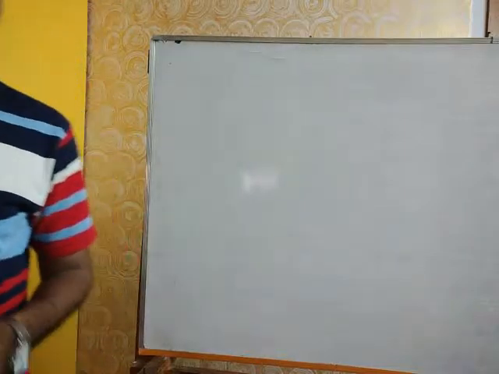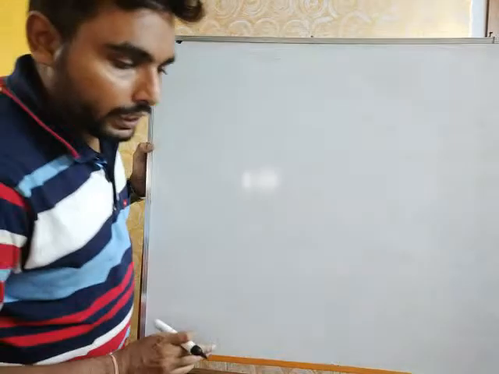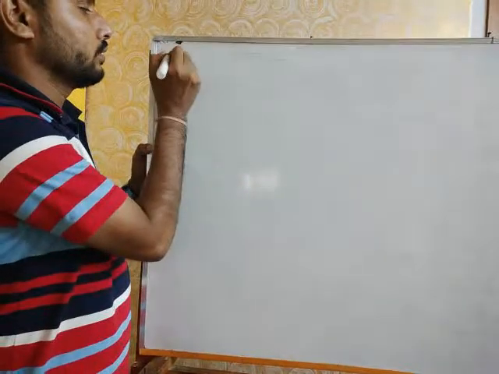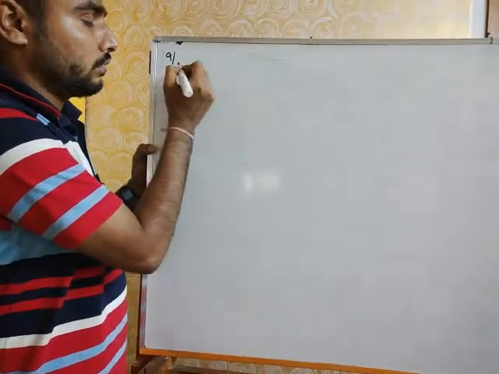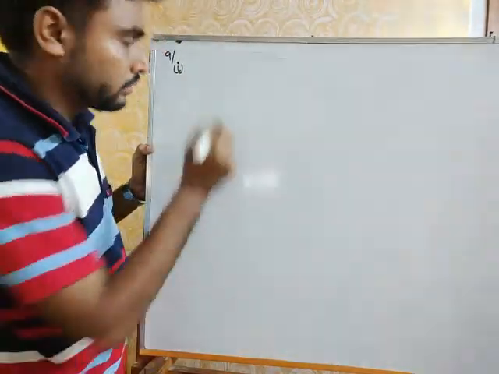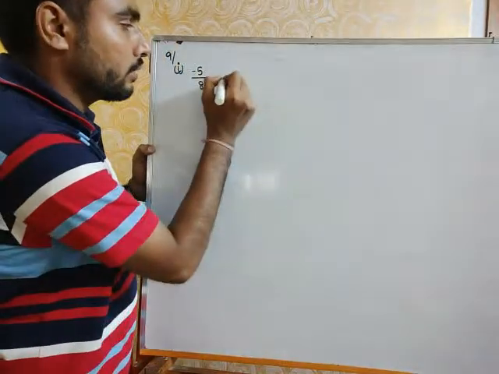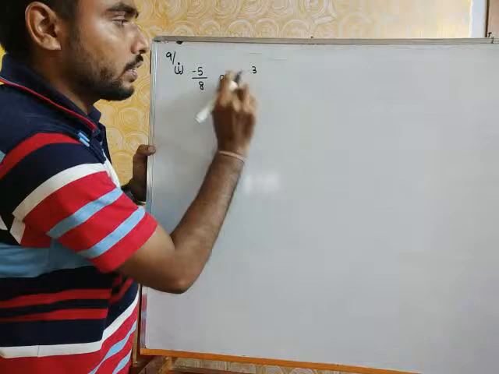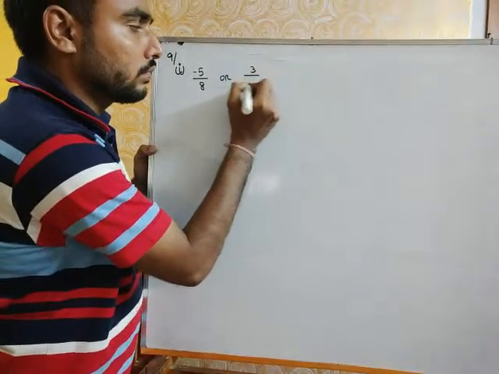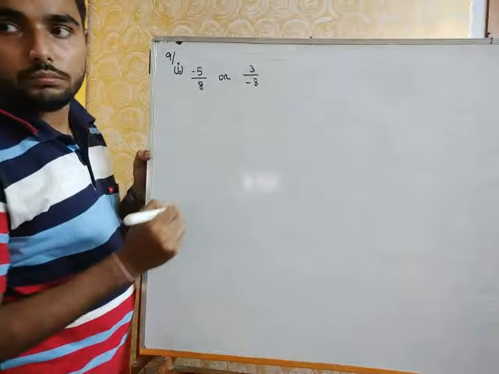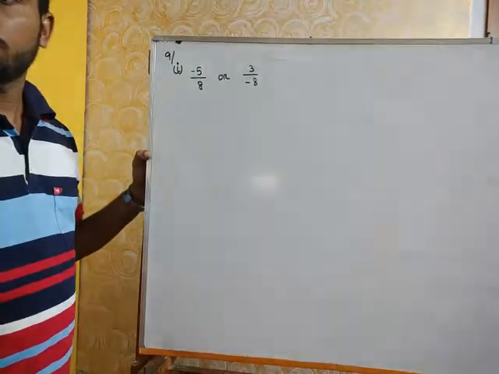Today we need to start question number 9, isn't it? So, in question number 9, which of the following rational numbers is smaller? Minus 5 by 8 or 3 by minus 8. Okay, what is clear?